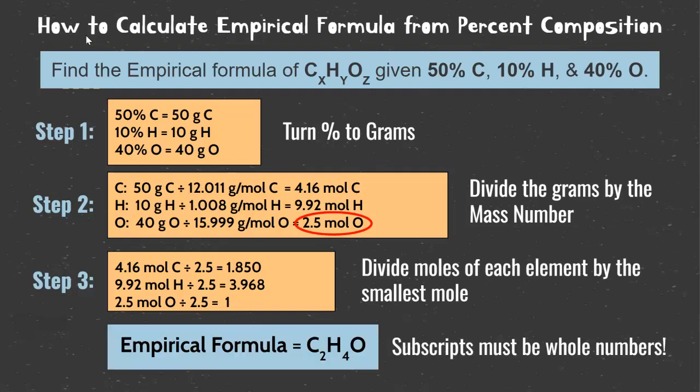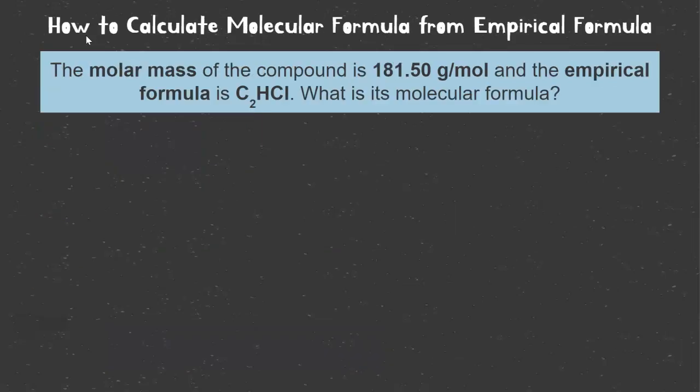And using the answers from step 3, it tells us the subscripts of our elements. And notice that the subscripts must be whole numbers. So you're going to round your answers. The empirical formula for this mystery compound would be C2H4O, because we don't need to put a 1. The 1 is invisible. If we have the molar mass of the compound and we know the empirical formula, we can calculate the molecular formula.